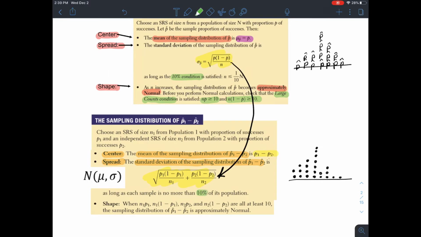Once again though, please make sure that you're careful. You have to show that the 10% condition is met for each population. You have to show it for both populations.